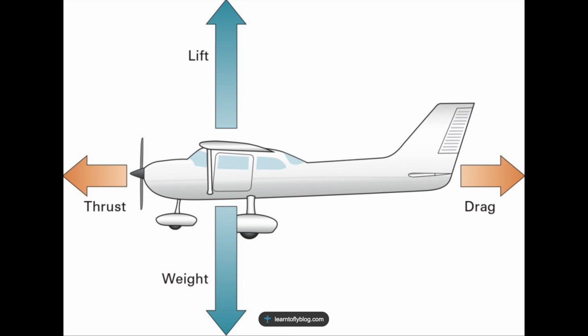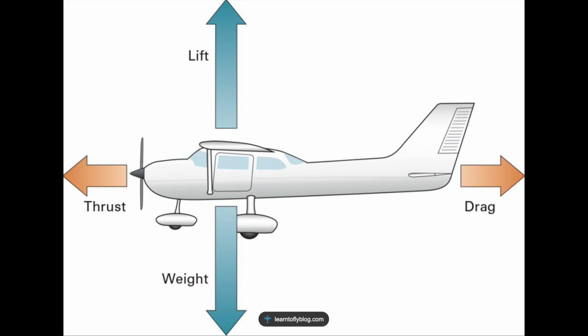Drag is the aerodynamic resistance that opposes the airplane's motion through the air. It acts opposite to the direction of flight and is caused by air friction and pressure differences around the aircraft. Drag increases with airspeed and must be countered by thrust to maintain steady flight. Streamlined design and smooth surfaces help reduce drag.